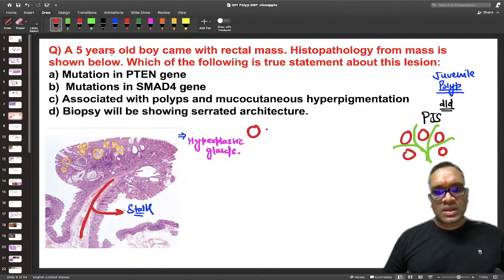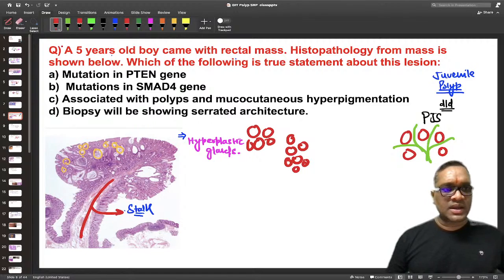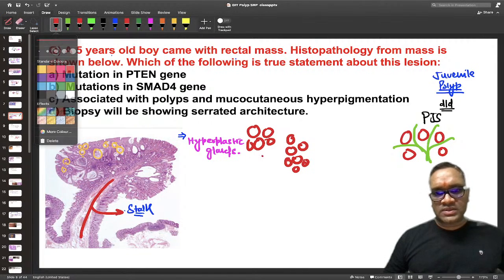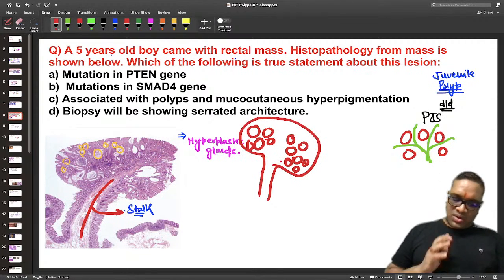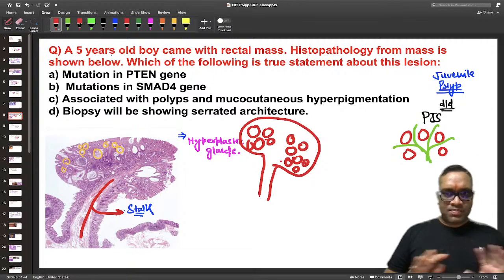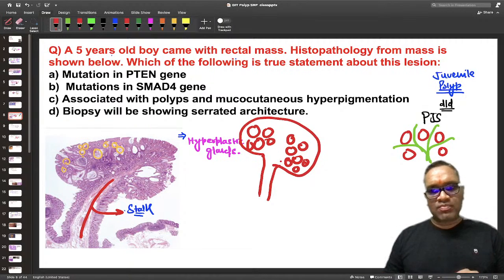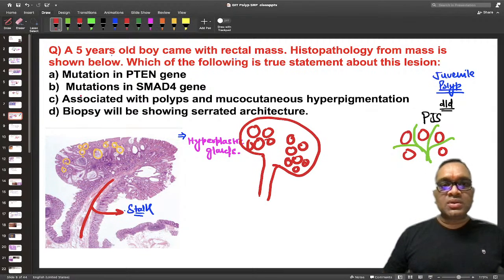Here you are seeing only hyperplastic glands like this, right? Hyperplastic dilated glands are present like this, and there is one stalk here. That's all. There is one stalk here. That's all. So this is like this, right? So now you understood. So this is not a Peutz-Jeghers polyp. This is the juvenile polyp, right? Juvenile polyp, rectal mass.